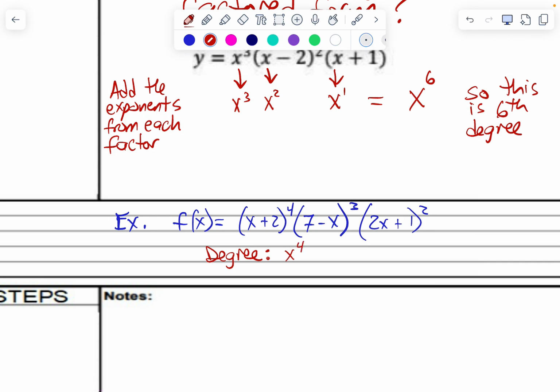Well, I have an x to the 4th from the first one. How about the next one? Okay, it's technically a negative x to the 3rd. If we were asked about the sign of the lead coefficient, that would be important. And then I have an x to the squared. And notice I'm not putting signs in between here. In fact, we could even put parentheses, because we're not adding or subtracting the x's. It's just the exponents that we care about for degree. Okay, so 4 plus 3 plus 2 is 9, so 9th degree.